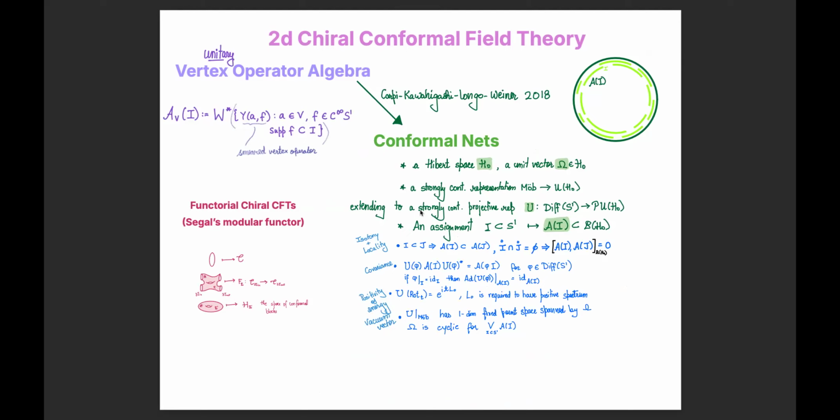But it's hard. Okay, so if you have a unitary vertex operator algebra, then these people wrote a very remarkable paper, which is called From VOAs to Conformal Nets and Back. So given a unitary VOA, you can construct a conformal net. Essentially, the way you think about it is you pick a test function f, which is supported in your interval I, and you smear your operator with this. So this Y(a,f) is a smeared vertex operator.